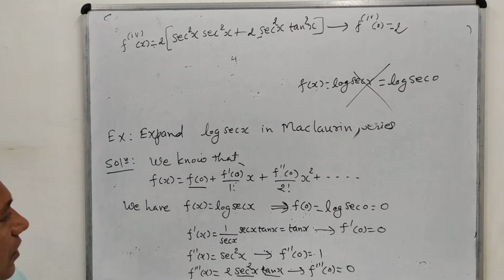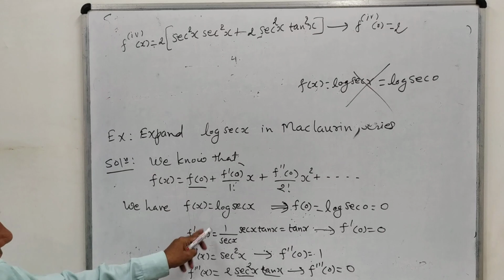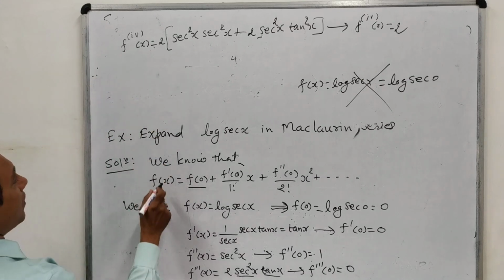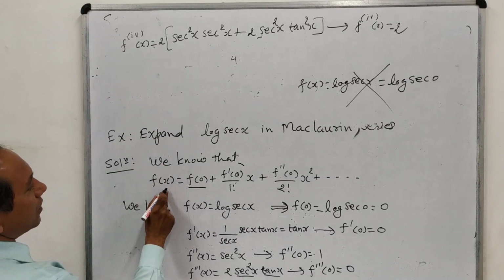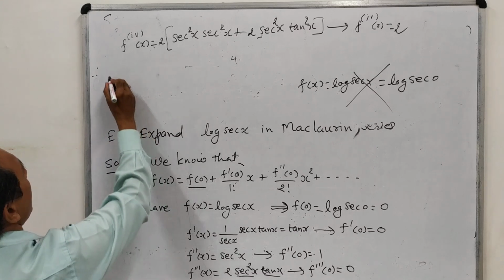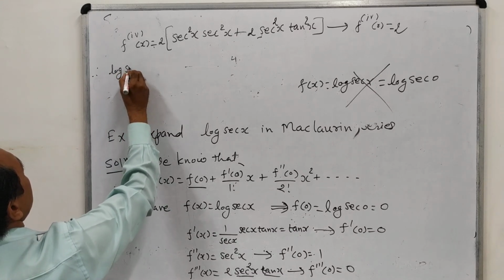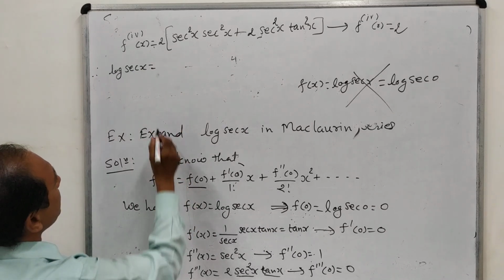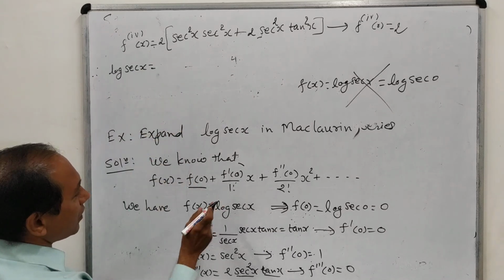Then finally, have you noted these derivatives? Finally, we put our expansion. Now we put all the values in this formula. So f of x is log of sec x. f of 0 is what? 0. Okay, we will not write this down.